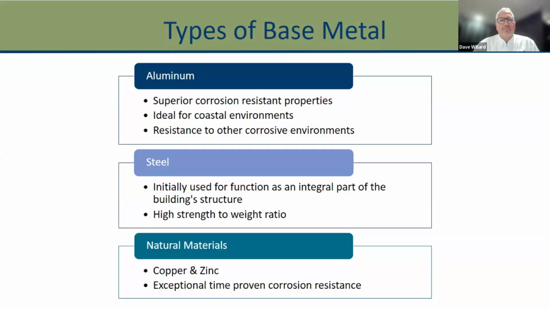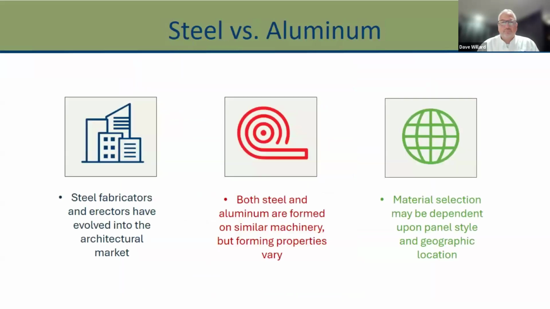Now, steel obviously was initially used for its function as an integral part of the building structure. So it was more of a structural idea, having a high strength to weight ratio. And then, of course, we have the natural metals that are used today quite a bit, copper and zinc, for example, which have been time proven for their corrosion resistance as well.